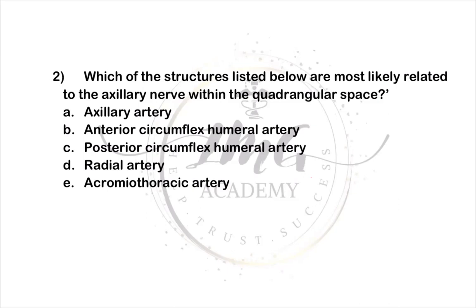Which of the structures listed below are most likely related to the axillary nerve within the quadrangular space? Perfect. Okay, so what are the keywords here? First of all, we have to know some of the structures, especially in the quadrangular space, and the relation with the axillary nerve. These are the keywords we have to know. So what we have to learn is the quadrangular space.